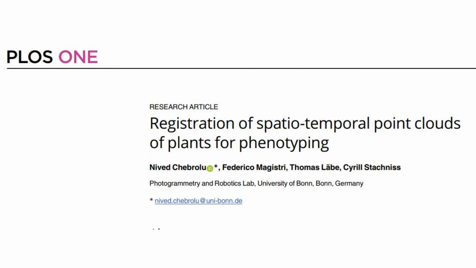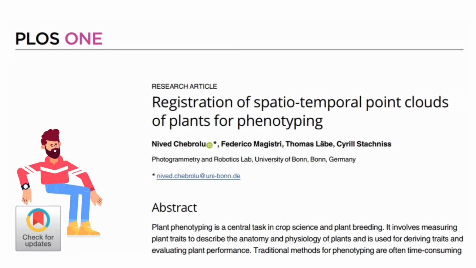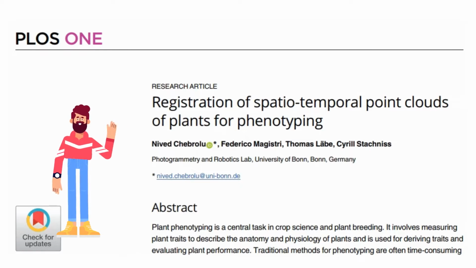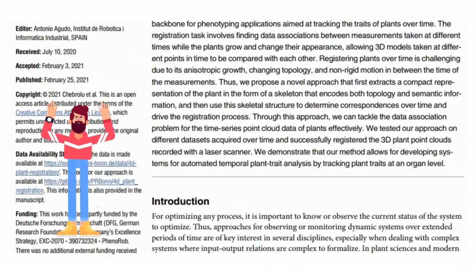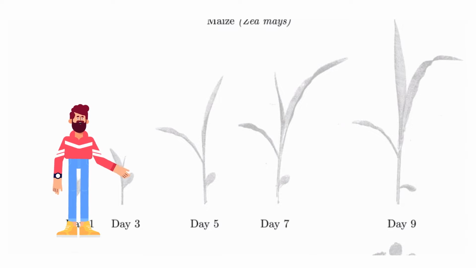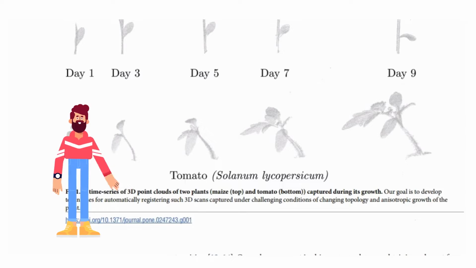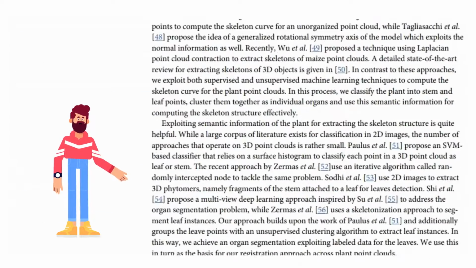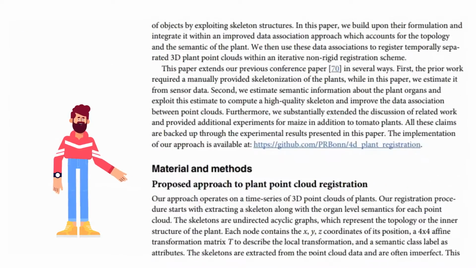Today, we are reviewing a paper titled, Registration of Spatio-Temporal Point Clouds of Plants for Phenotyping. Plant phenotyping is a central task in crop science and plant breeding. It involves measuring plant traits to describe the anatomy and physiology of plants, and is used for deriving traits and evaluating plant performance. Traditional methods for phenotyping are often time-consuming operations, involving substantial manual labor.